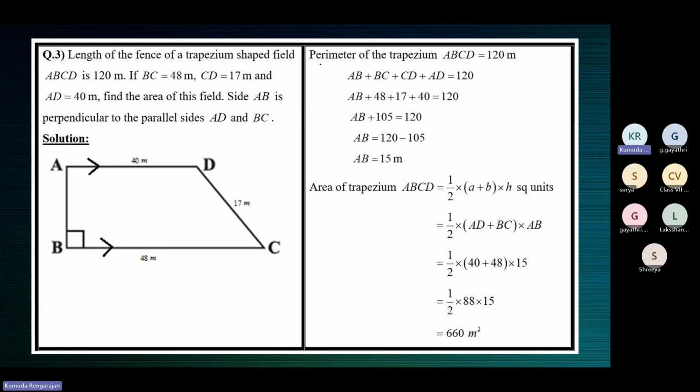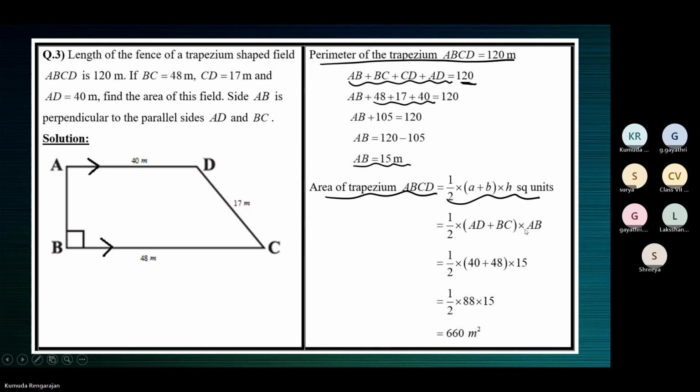So the perimeter is given. The perimeter is nothing but the sum of the four sides, which is 120. We know three of them, so when you work this out, you can find AB. After that, we have to find the area of the trapezium. This is the formula, and we have all the values. Just substitute the values and calculate.